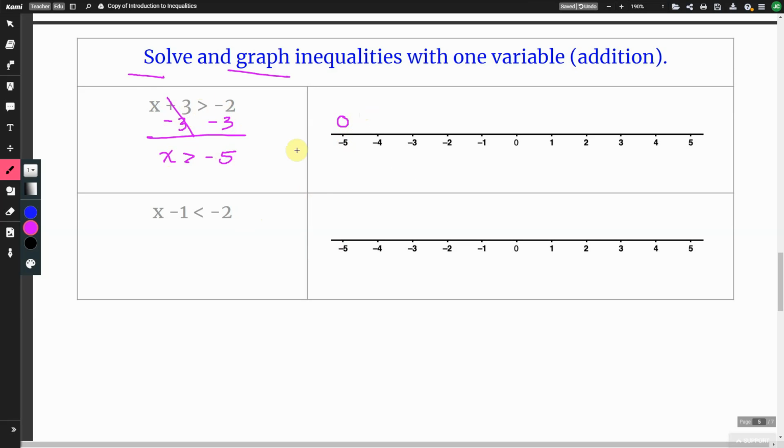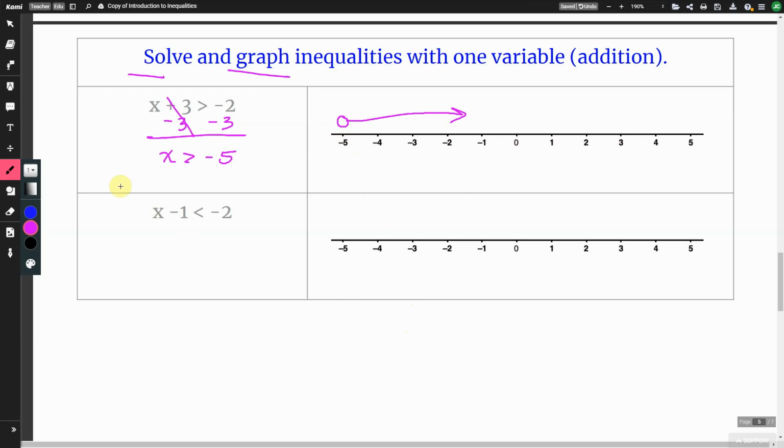Negative 5, that's an open circle. And it's greater than, so it goes this way. Okay? Any number to the right of negative 5 is greater than, and x could be any of these numbers, it doesn't matter. But it cannot be negative 5.